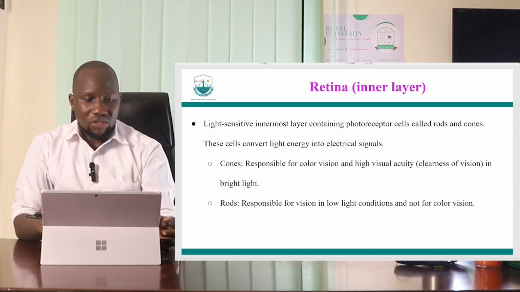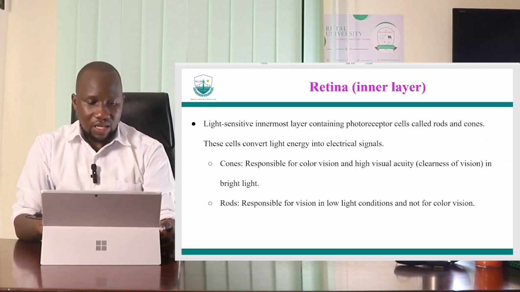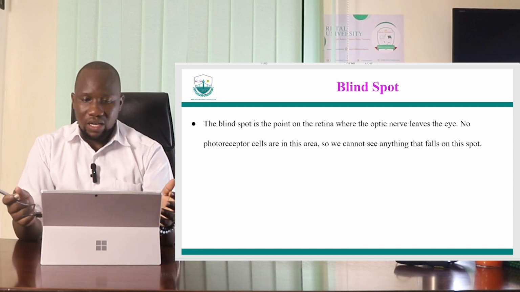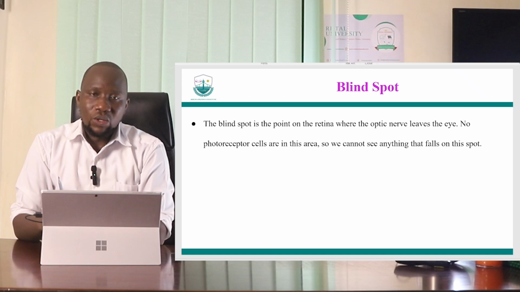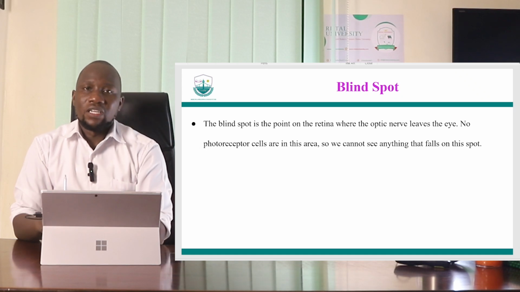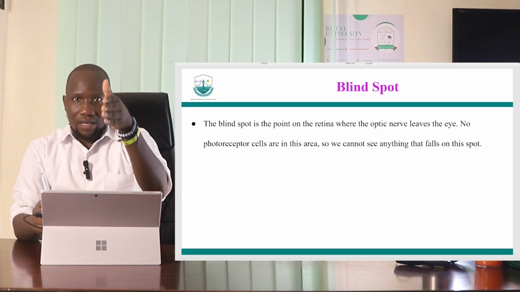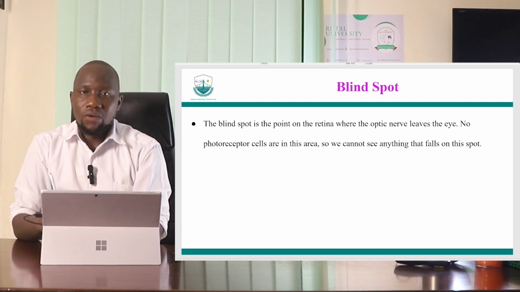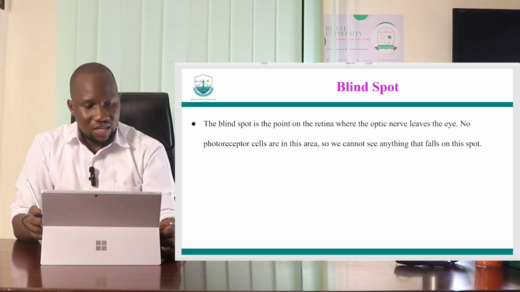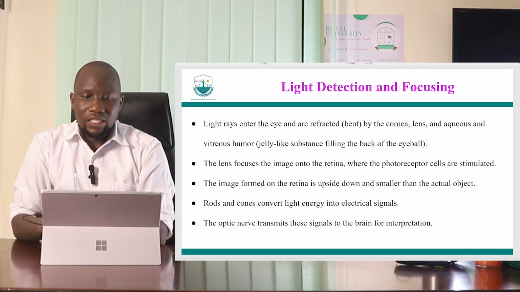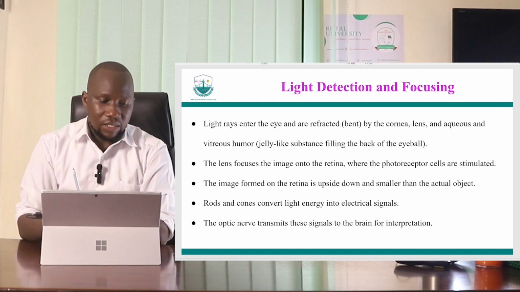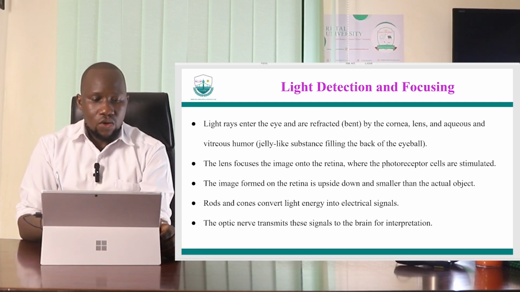The retina, we have talked about the two types of photoreceptors there. The blind spot is where the nerves leave or exit the eye, so we don't have any photoreceptors there. So if the rays are converging to the blind spot, you cannot see the image. That's very important to note. So how do we detect light and then be able to focus the image on the retina? That's the last thing we are going to look at.